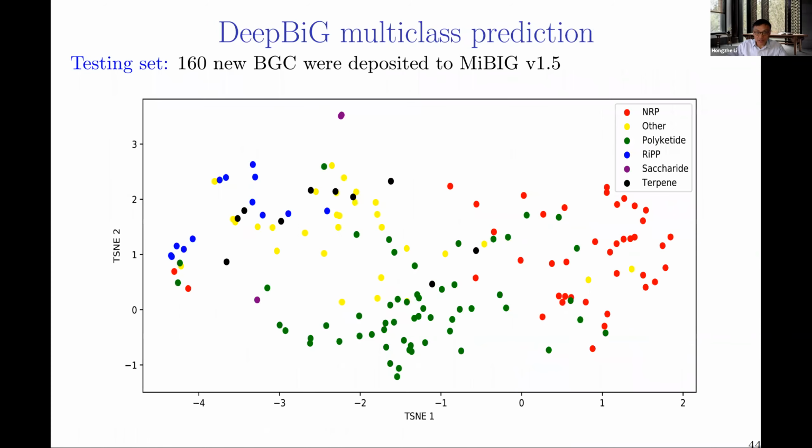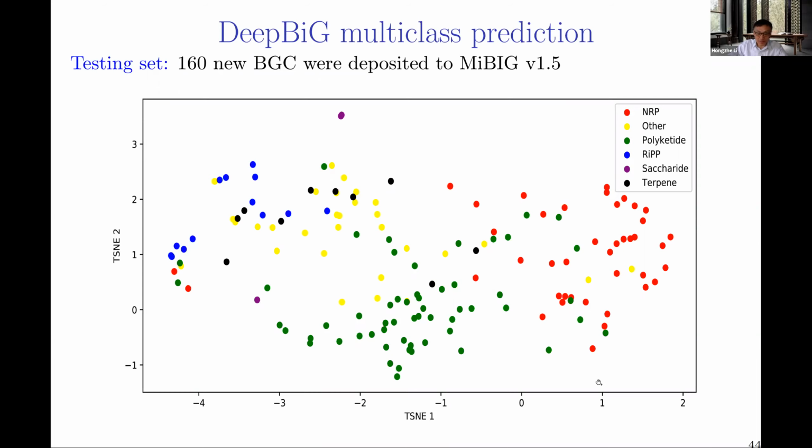We also evaluated the prediction for the BGC class. We built our algorithm based on database versions 1.5, 1.4. The database keeps getting updated. In the newer version of the database, people deposited another 160 new BGCs. So we evaluated how well our algorithm can predict those 160 new BGCs, okay?